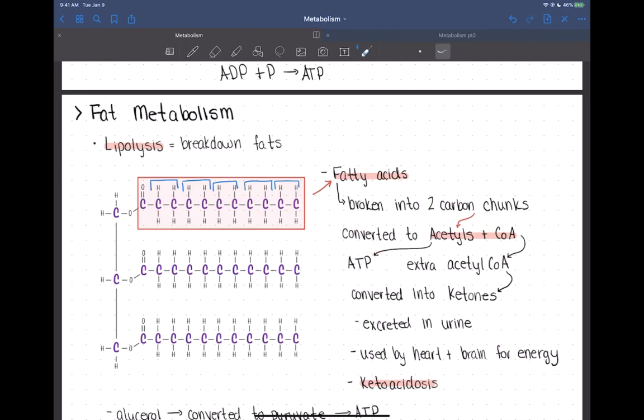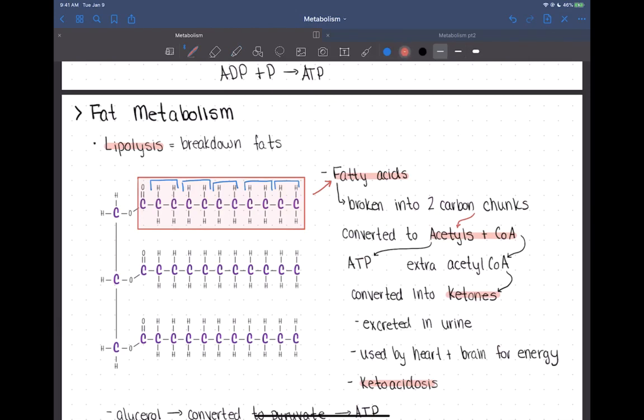However, because you get so many of these 2 carbon chunks from one triglyceride, because remember, these are going to be much, much longer, right? And then there's 3 of them in each triglyceride. You're going to end up with a lot of extra acetyl CoAs. Okay, so you need to do something with those acetyl CoAs. A lot of them will end up being waste products, but what they are converted to is a ketone.